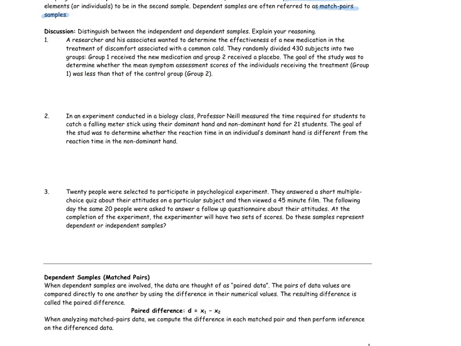So what's the sampling method? Yeah, it's independent because the sample is randomly divided into two groups. So because it's randomly divided into two groups, we would say that this is an independent sampling method.